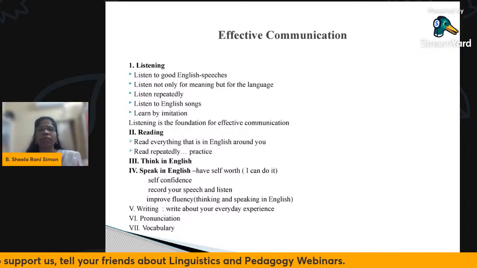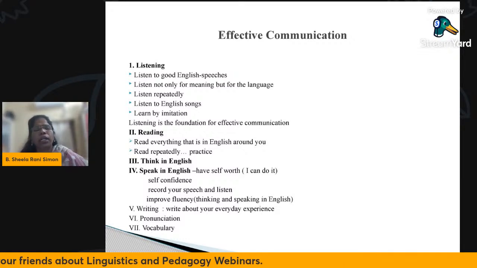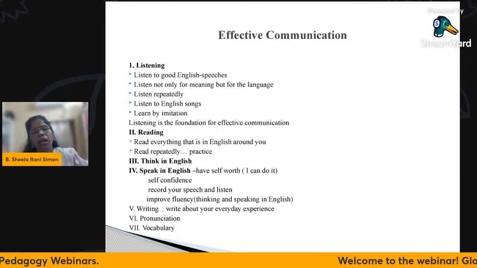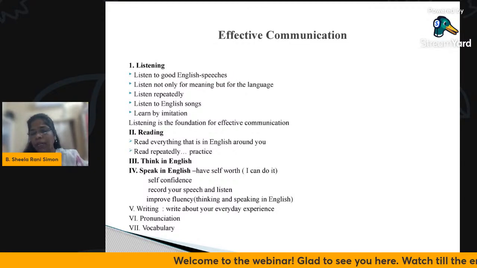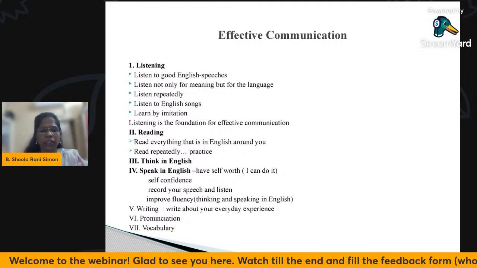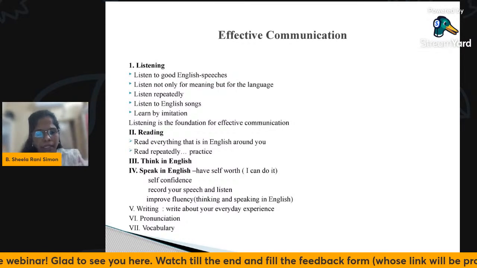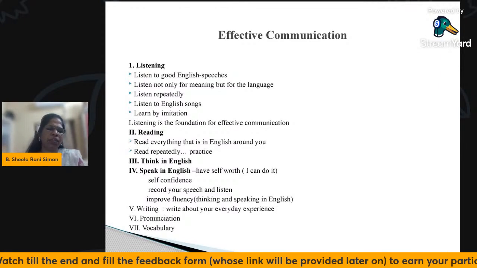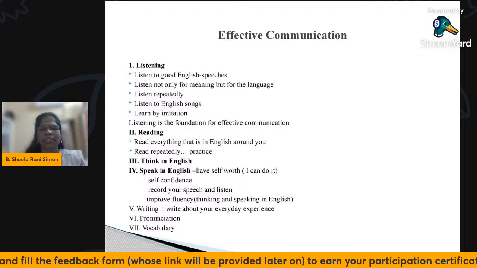So most of the time we are listening to speeches for the meaning and the content, but along with the meaning and content, if we can also listen to the language, probably that will polish our own language as well. Then listen repeatedly, listen to imitate. Then if you come to reading, I would say read everything that is in English.